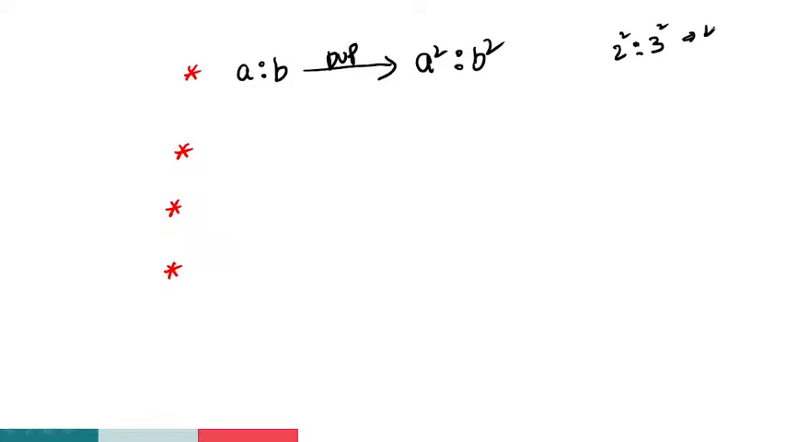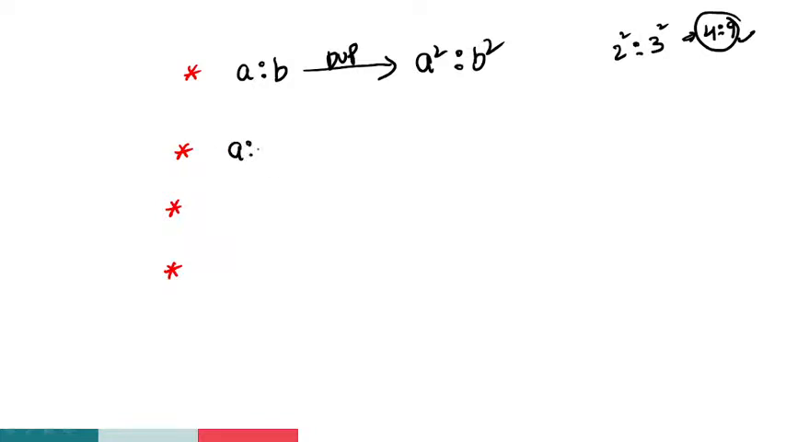The first point here: A is to B. The duplicate ratio of A is to B is A square is to B square. For example, 2 is to 3. The duplicate ratio is 2 square is to 3 square. 2 square is 4, 3 square is 9. So the answer is 4 is to 9. Just remember this formula, guys: the duplicate ratio is A square is to B square.